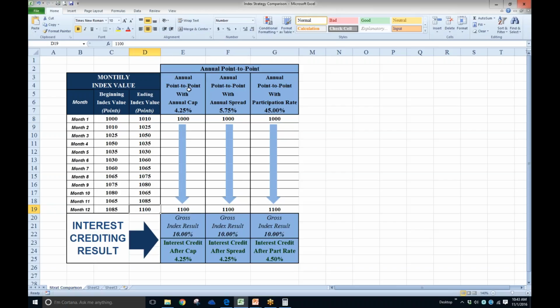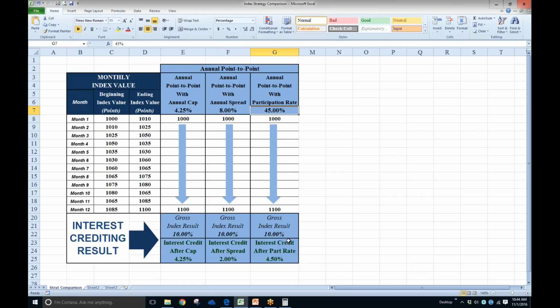So let's look at this column, an annual point-to-point with an annual cap of 4.25. Point A was 1,000, point B is 1,100. So the index did 10%, right? And then we apply the cap and we get 4.25. Now we're assuming instead of that cap we were using a 5.75% spread, so we still got 4.25. But if that spread was 4%, then the client could get 6. See what I'm talking about? Versus if that spread was, I don't know, 8%, the client might only get 2. Okay? Everybody with me? Right.